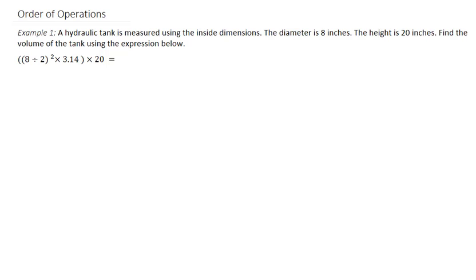Order of operations. Example 1. A hydraulic tank is measured using the inside dimensions. The diameter is 8 inches. The height is 20 inches. Find the volume of the tank using the expression below. But first, let's go over order of operations.